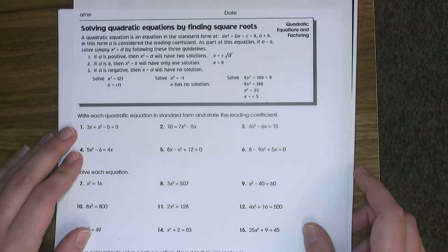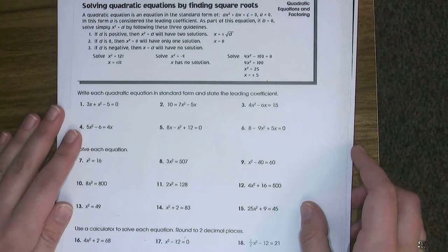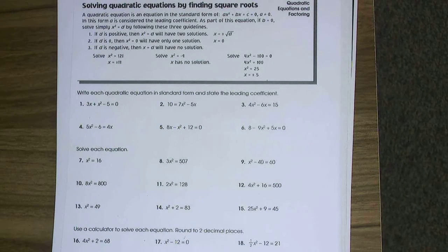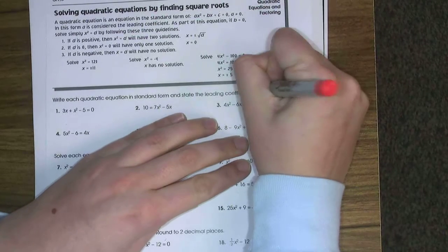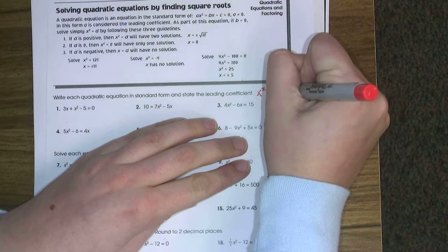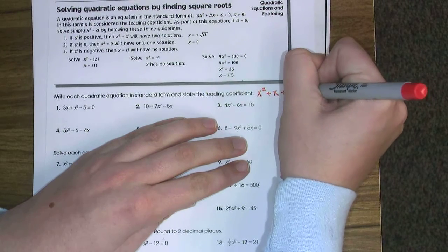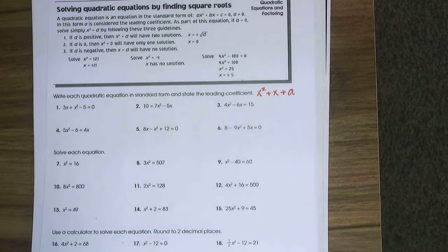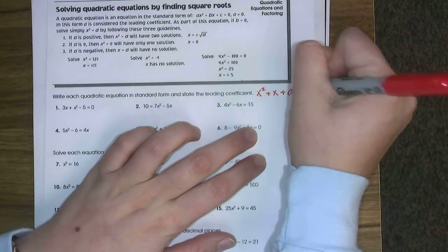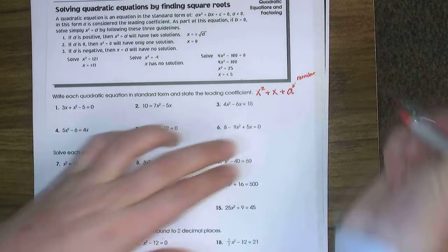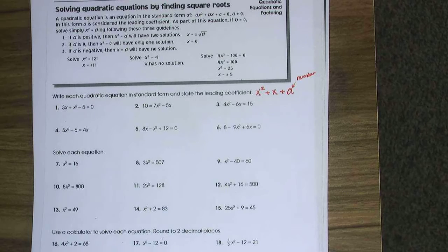Now, standard form is the form that looks like this. X squared plus X plus some value, some constant, some just number. That's the form that it follows. There can be numbers in front of here, but that's just a number. So the variables go in decreasing order, which we did stuff with back in, I want to say, chapter 8. So we're writing this in standard form, and then the leading coefficient is the number in front of the variable that's being squared.